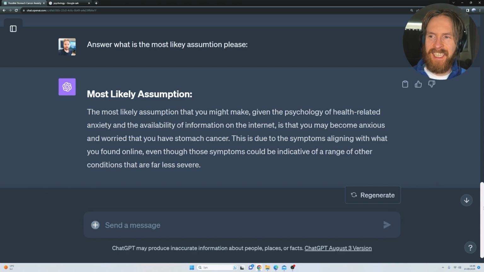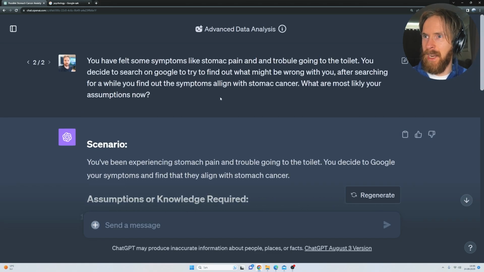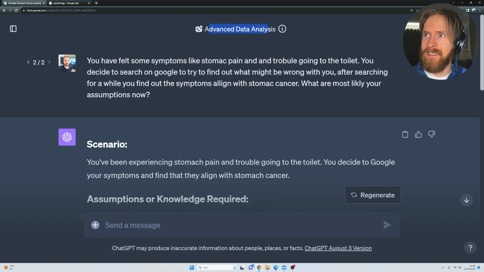Like, if you look at statistics, why would you think that? It's probably like a 99% chance that it is something else, right? So yeah, really impressed by that. I didn't quite expect that to happen. But yeah, impressive. So this was done on advanced data analysis. I mixed it up a bit between GPT-4 and the advanced data analysis model. Yeah, very interesting. I think we're gonna do one more, and then we kind of want to wrap this up.